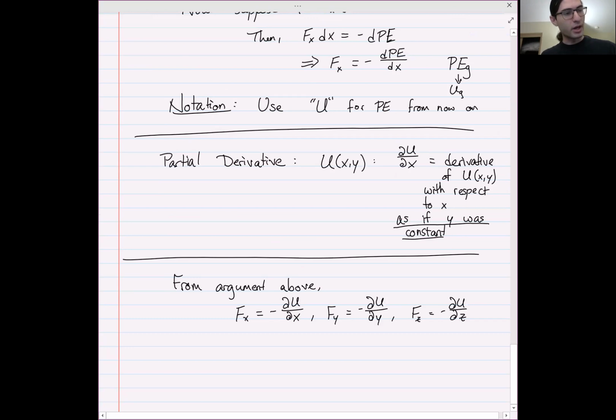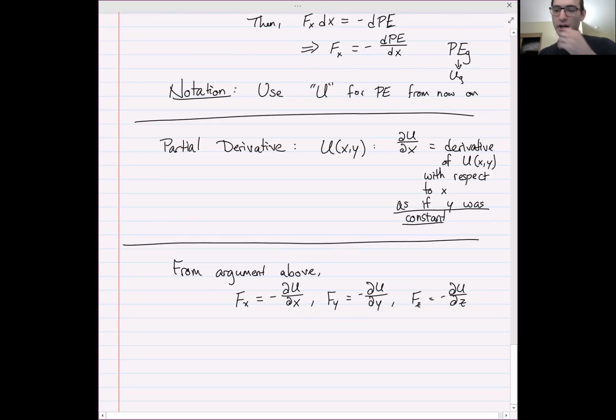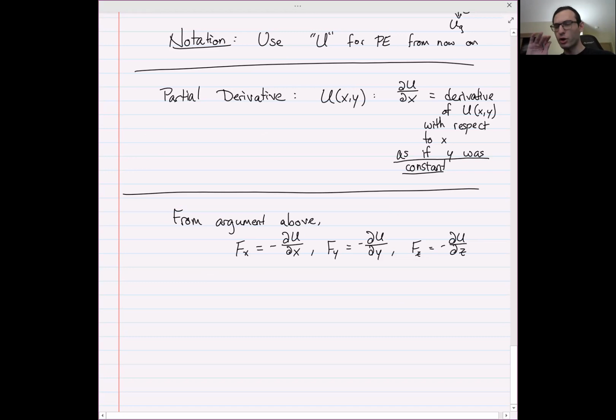Actually, if we have time, I will. Yeah, I'll try to get to the example. I might run a few minutes over. Yeah, I'll give you an example, and it'll be super obvious. Partial derivatives are not scary. They're super, super simple things. They just have a scary name.